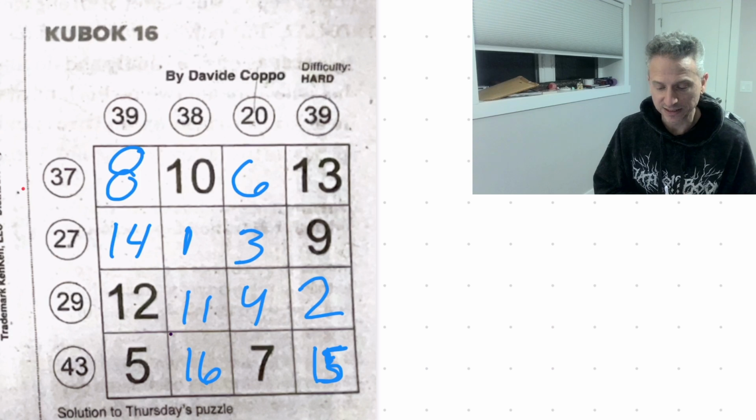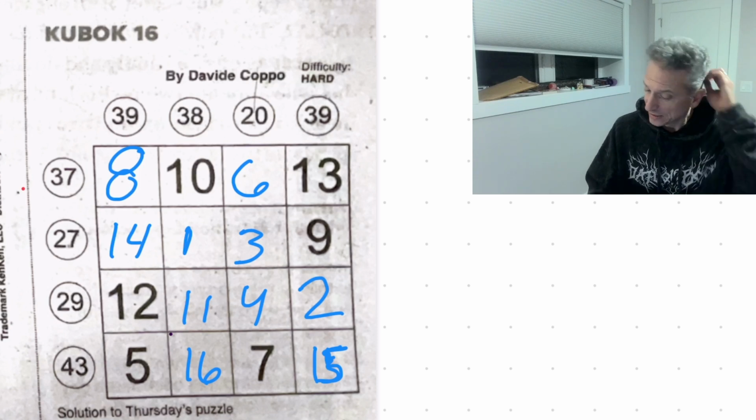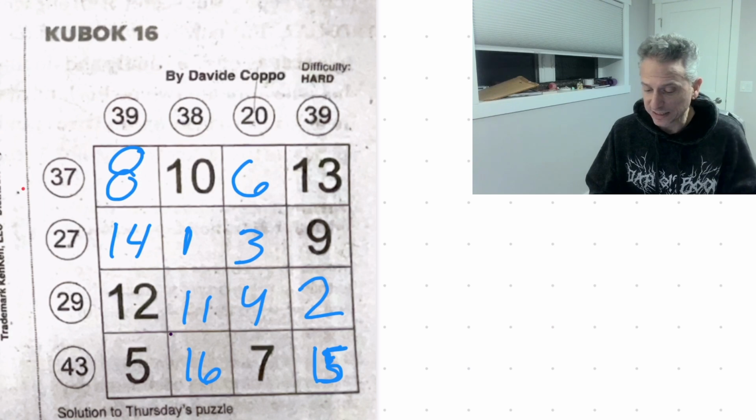8 plus 14 is 22. 22 plus 12 is 34 plus 5 is 39. 10 plus 1 plus 11 plus 16, that's 22, 38. 6, 3, and 4 is 13 plus 7 is 20. And 39 would be the 13, 9, 22, 24, and 39.